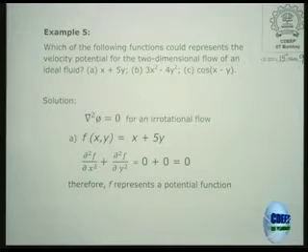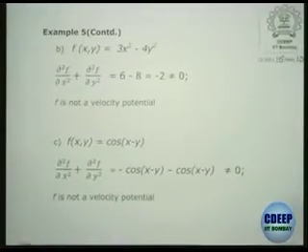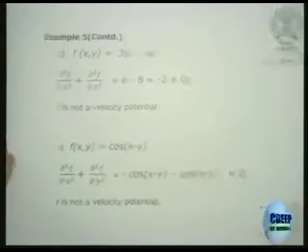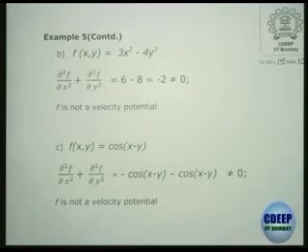These are simple functions I picked up so that you know the principle. Do not worry about the complexity of the function, that is not the intention. Here, because it satisfies, it gives 0, but in the other cases it is not 0. So this is not a velocity potential. Similarly, this also cannot represent a velocity potential. Is it okay? Fine.